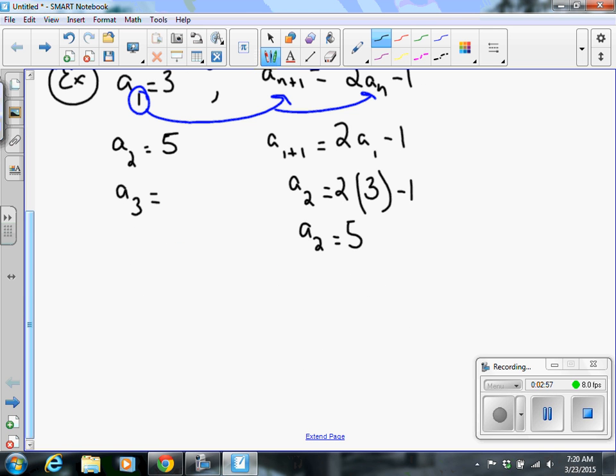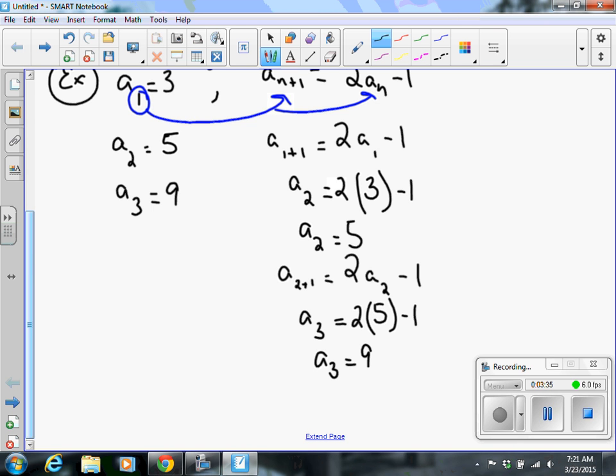So notice here, because it's n plus 1, I can't use a1 again in order to find a3. In order to find a3, I have to take away 1. So I know that I'm going to have to use a2. So I have a(2+1) equals 2 times a2 minus 1. Well, I'm really looking for a3, so that's 2 times, well, what is a2? a2 is 5, minus 1. a3 then equals 9. Okay, so you need the previous term in order to find the current term that you are looking for.